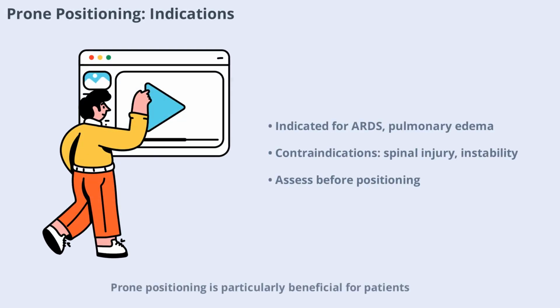Prone positioning is particularly beneficial for patients with early acute respiratory distress syndrome, ARDS, pulmonary edema, or acute lung insufficiency. However, it's contraindicated in cases of unstable spinal injury, severe arrhythmias, hemodynamic instability, or certain facial and abdominal injuries. Always assess for contraindications before proceeding.